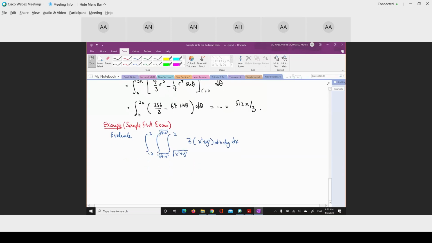Okay, by first converting it into cylindrical coordinates. It is suggested here that you should use the cylindrical coordinates to evaluate this given integral here.